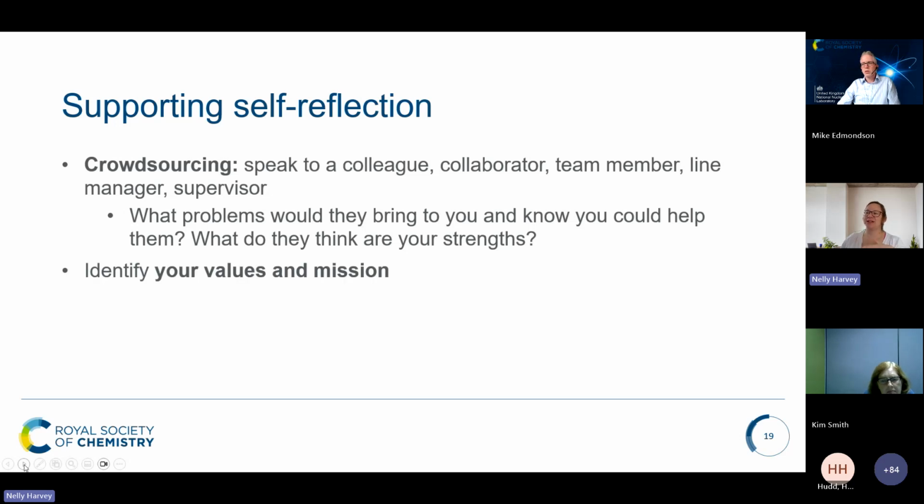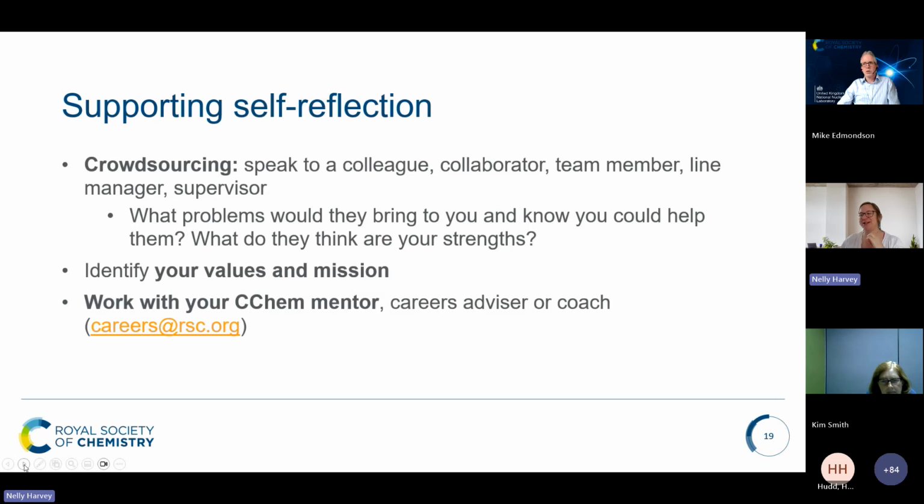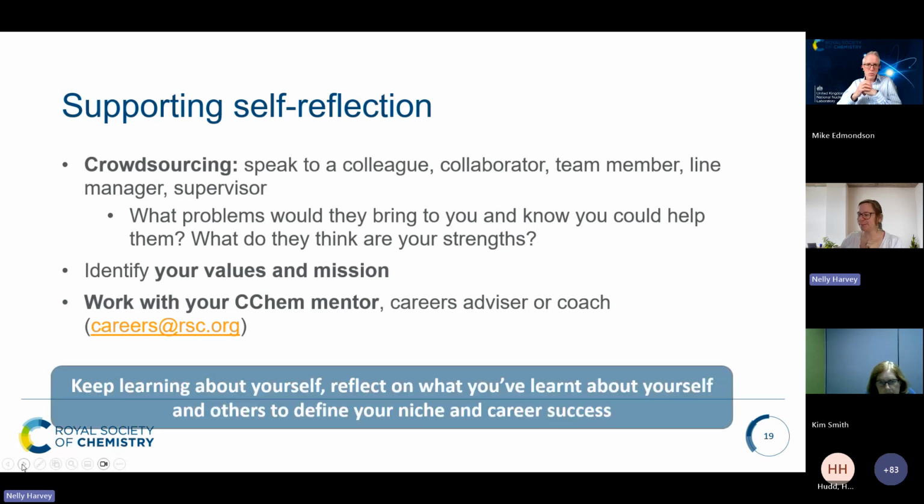You can identify your own personal values and mission. Obviously work with your CChem mentor. We also have a careers mentoring program as well. So if you wanted additional support beyond or in addition to your Chartered Chemist mentor, then we have careers advisors and coaches available there. And we're very closely related, this idea of self-reflection and professional development. So it will all help enhance your application.